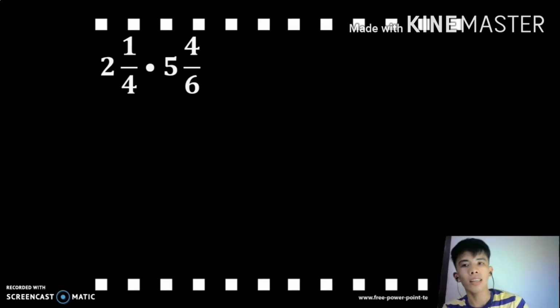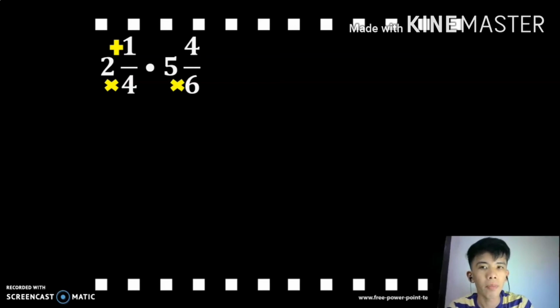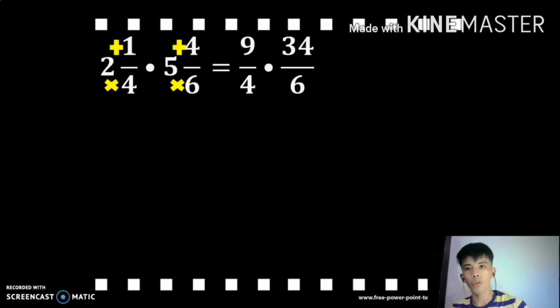So, ang ating given is a mixed number. Kaya ang ating unang gagawin is to change the mixed number into improper fraction. So, paano po nag-change into improper fraction? Una, 4 times 2. Then, plus 1. Laging ganon. Then, ikakopy lang natin si denominator. Doon sa kabila, ganon din. 6 times 5. Tapos yung sagot, ipa-plus ang 4. Kaya magkakaroon tayo ng 9 over 4 times 34 over 6.